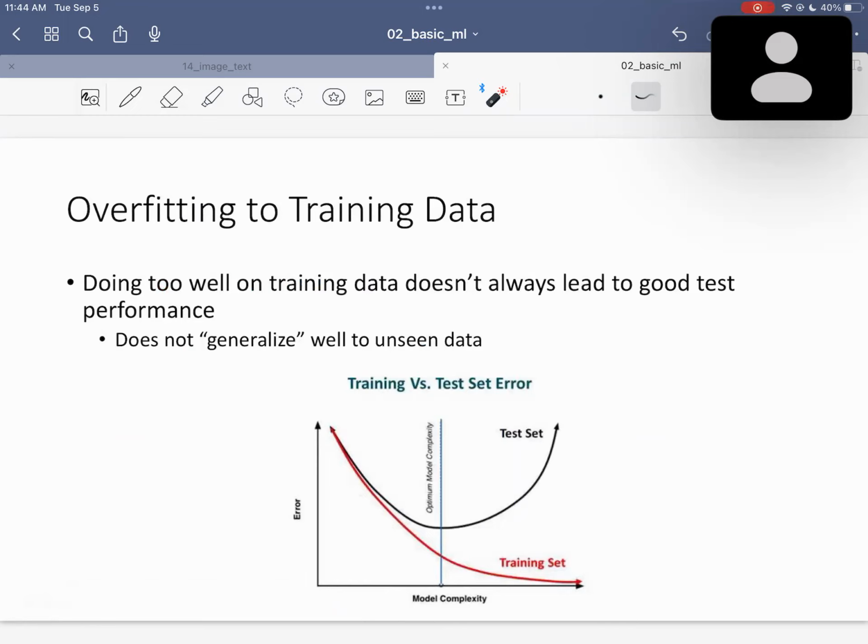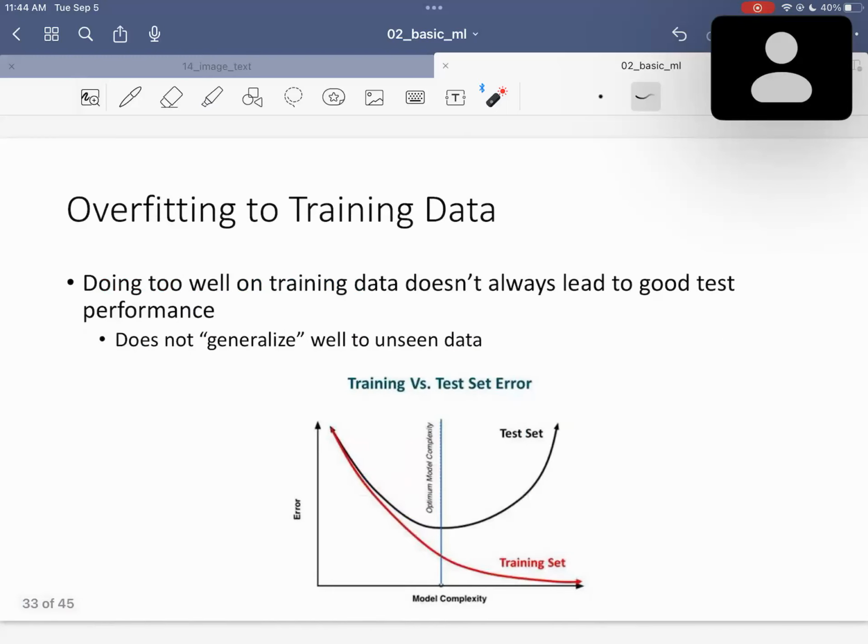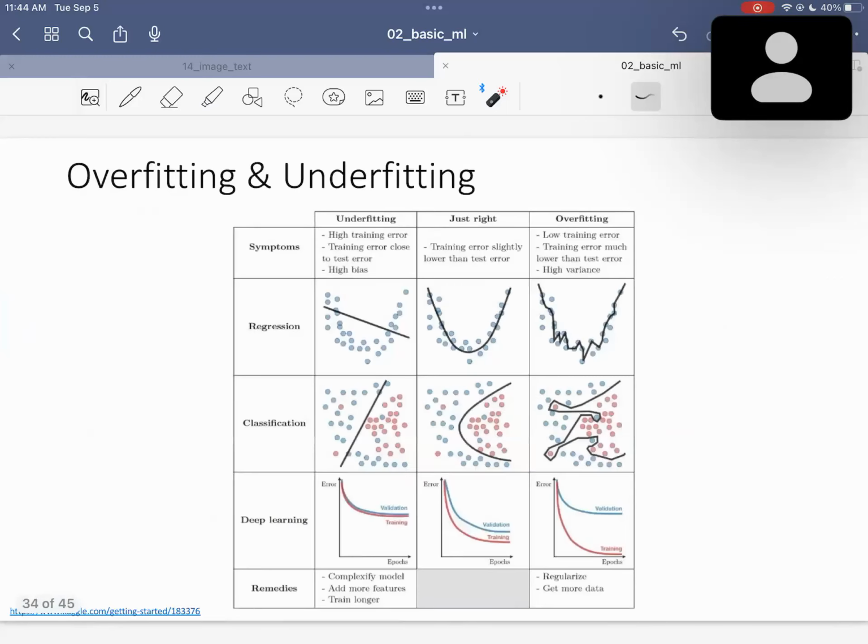So if you try to increase the model complexity and maximize your training performance, then it'll not generalize well to unseen data, because you will start overfitting to these very small observation errors that are only in the training samples. So please keep that in mind. So overfitting, underfitting. There are some remedies.